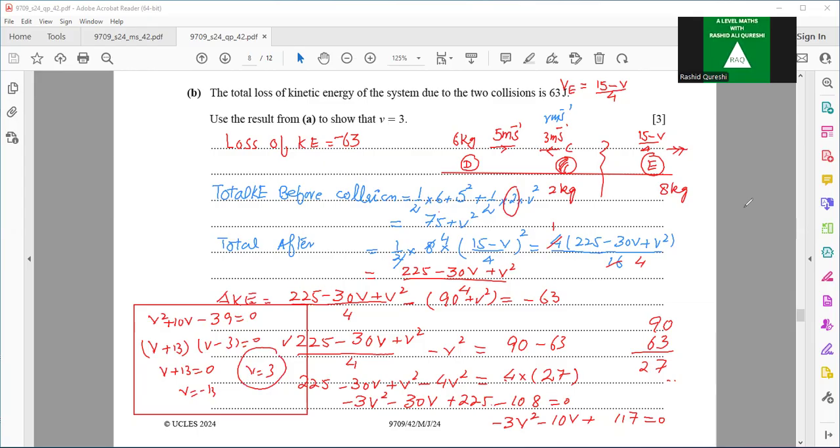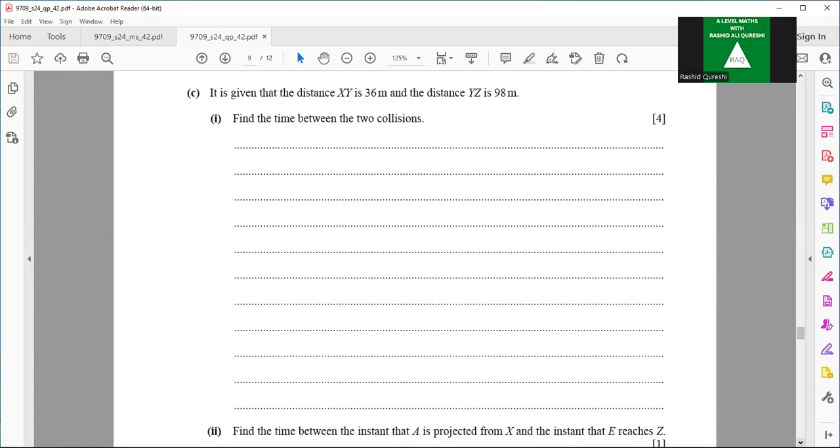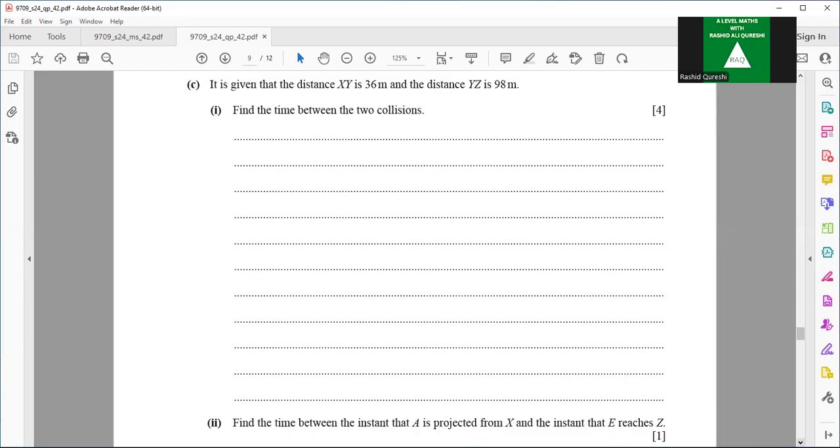Just I erase the whole things, then I will explain this one step by step. So I'm erasing this one, clearing all my drawings. Now the next part of the question, wait a minute. The C part of the question is, it is given that the distance XY is 36 meter and the distance YZ is 98 meter. Find the time between the two collisions.